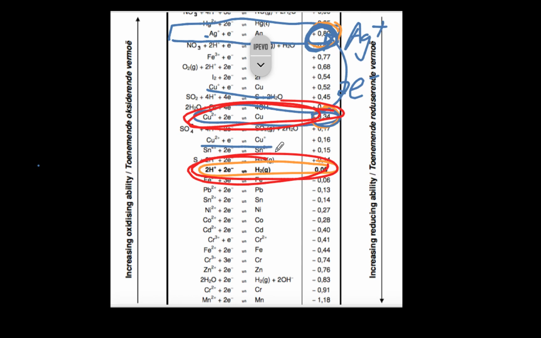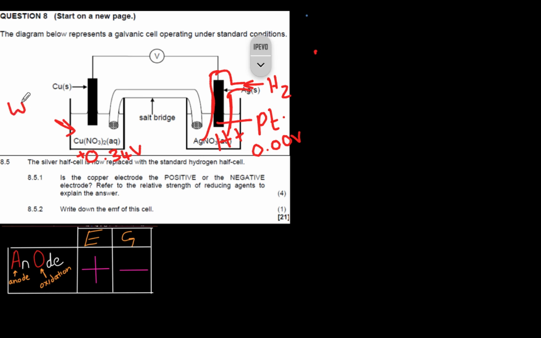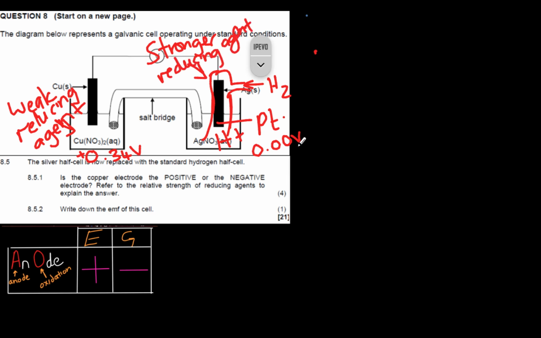There are two ways here. Like I said previously, as we go down the table, the reducing ability increases. So here, copper is a weak reducing agent, in other words a strong oxidizing agent. Another thing you can look at are the values of the E cell. This is more positive than the hydrogen half cell, so it is a strong oxidizing agent. It cannot reduce the hydrogen. So copper is a weak reducing agent and hydrogen is a stronger reducing agent. You can also see from the values that this is less positive, or more negative, than this.